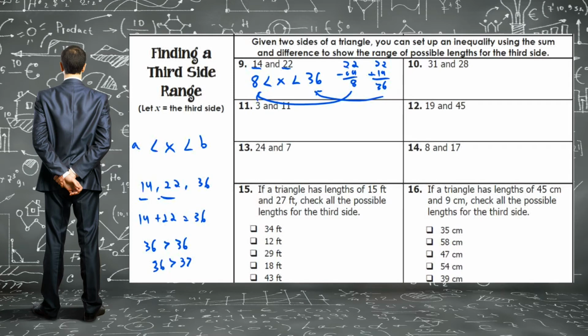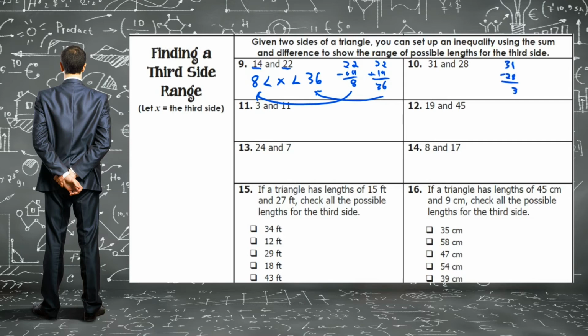So let's see this in practice in number 10. All right, number 10, 31 and 28. If I use that shortcut to find my smaller end, I'd go 31 minus 28. That's 3. So 3 is less than x, which is going to be my third side. And x has to be less than, I'm going to add the two numbers together, 31 plus 28. That's 59. And x is going to be less than 59.